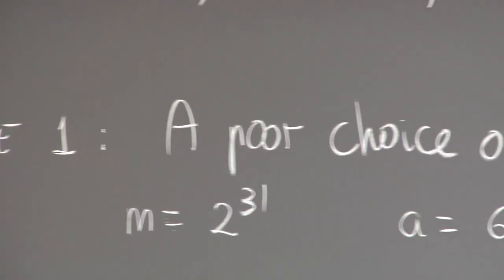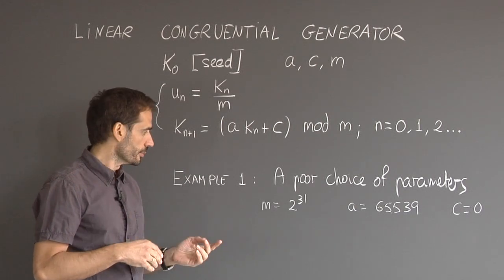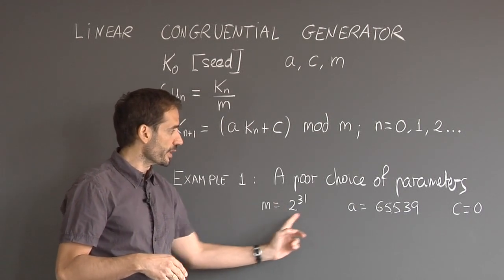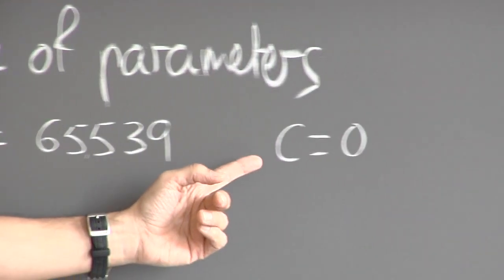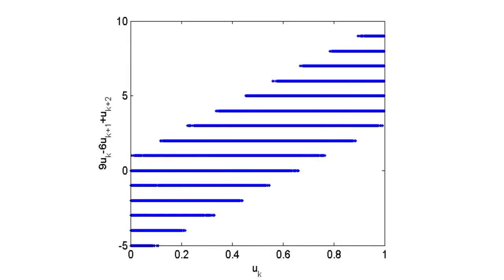This is an example of a particularly poor choice of parameters for the linear congruential generator. So these are the values of m, a, and c. And as we can see from this picture, if we plot the sequence of three consecutive values that this generator actually generates, they are distributed in planes in this three-dimensional space. In fact, in this other picture, we see that there's a relation that links them.